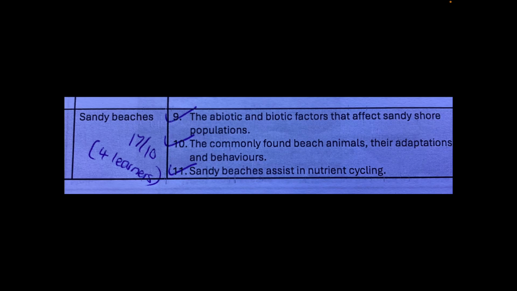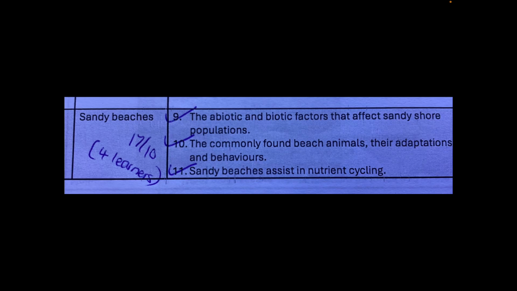You need to be comfortable with both your abiotic and your biotic factors that affect sandy populations. So abiotic being your unstable sand, your wave action, your gradient, and your oxygen. And your biotic factors being the food, the predators, the type of animals that are there. And then for point 10, you need to know the commonly found beach animals and their adaptations and behaviors.